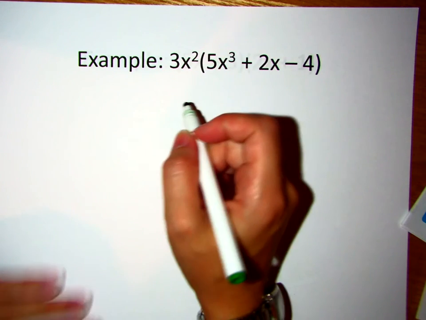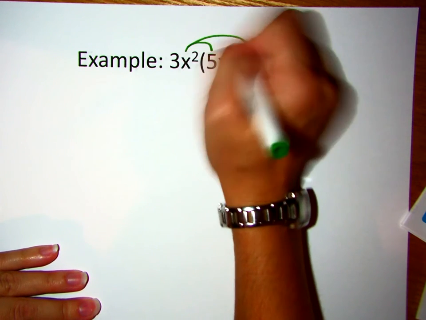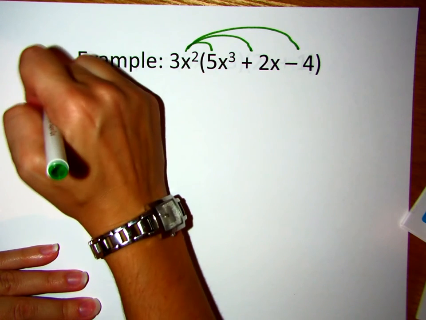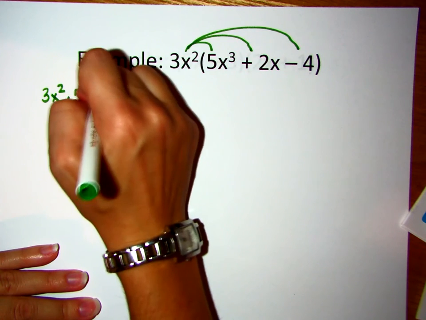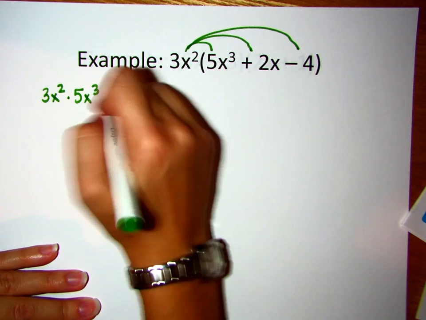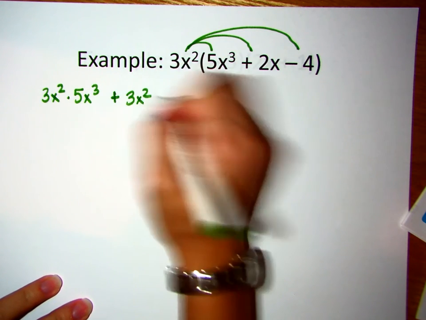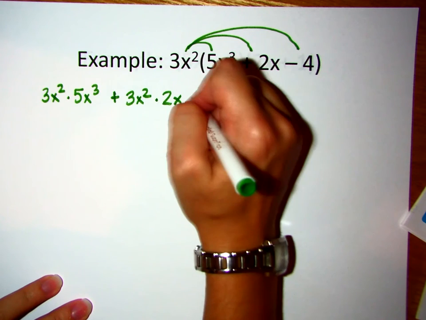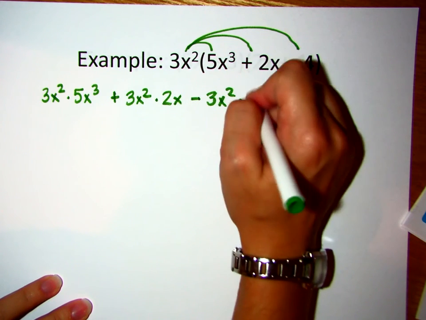In our first example, we see that we have a monomial on the outside, so we've got to distribute it to every term on the inside. So essentially what you're going to have here is 3x squared times 5x cubed. That's the first one. Then we see the addition sign, so we'll bring it down. We start back over with 3x squared times 2x. Then we take the subtraction sign and go back to the beginning, 3x squared times 4.